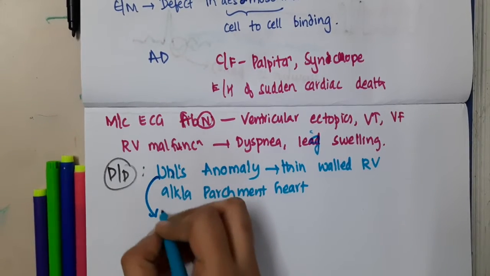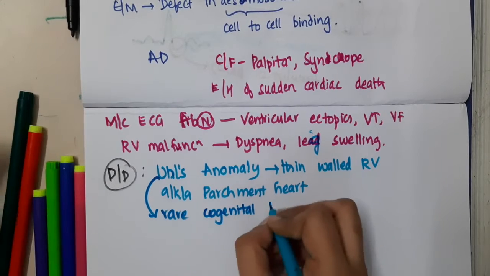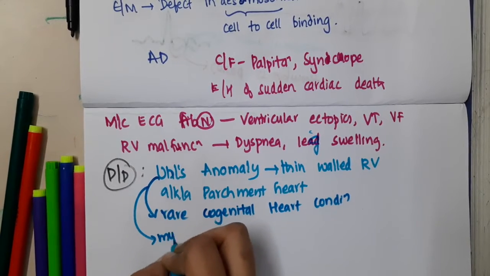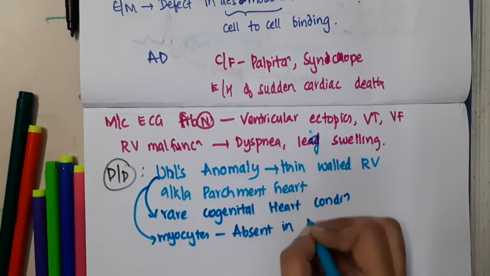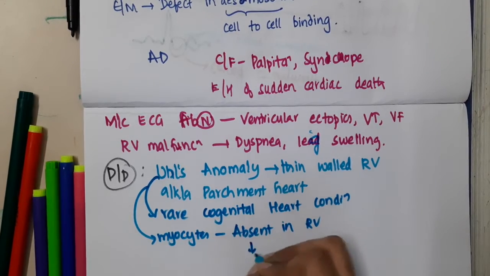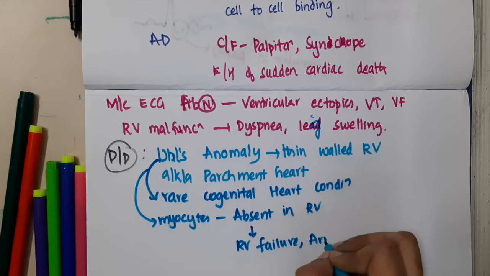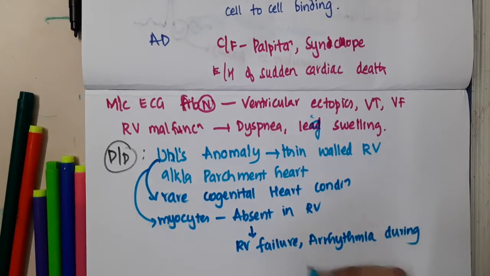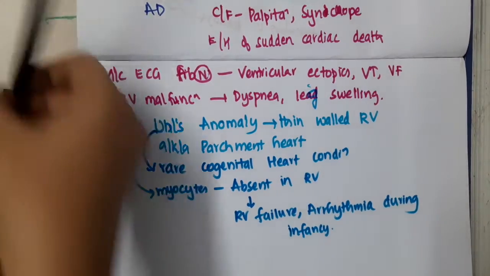This Uhl's anomaly is a rare congenital heart condition where the myocytes are absent in the right ventricle. This will result in right ventricular failure, and there will be arrhythmias during infancy. So this is about Uhl's anomaly.